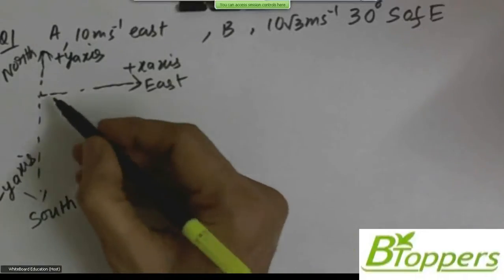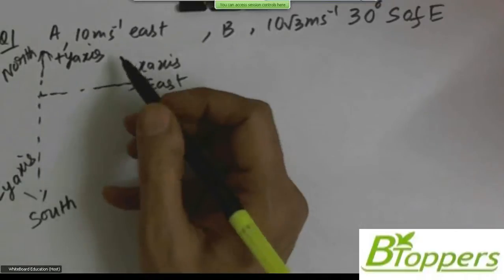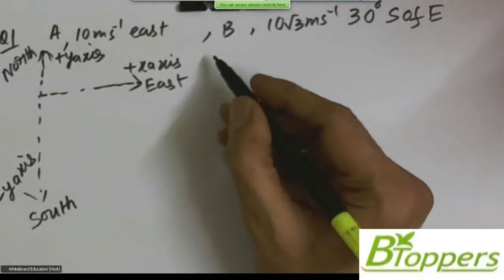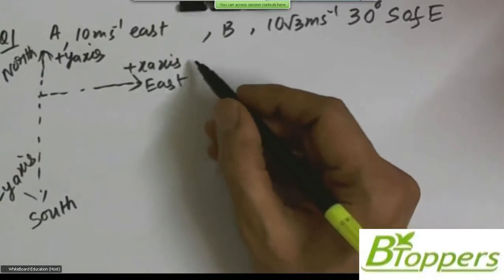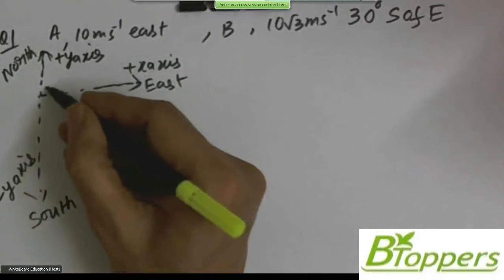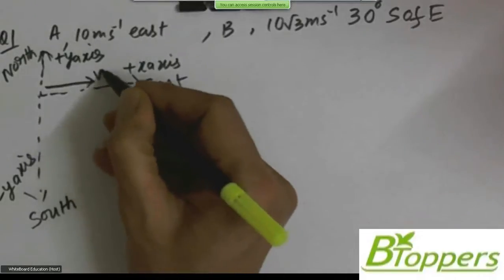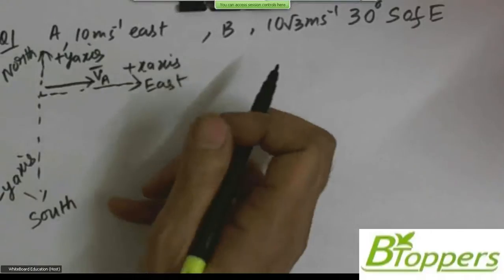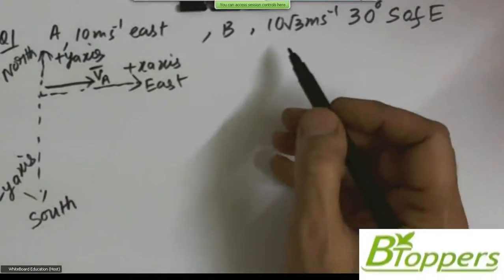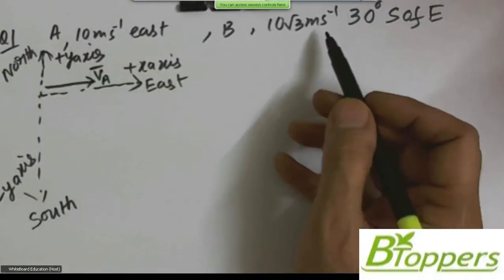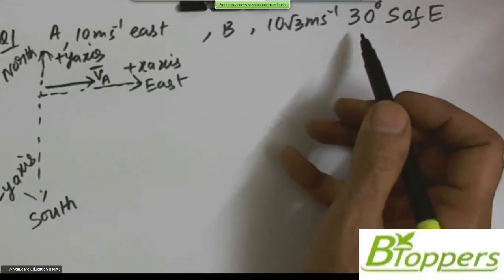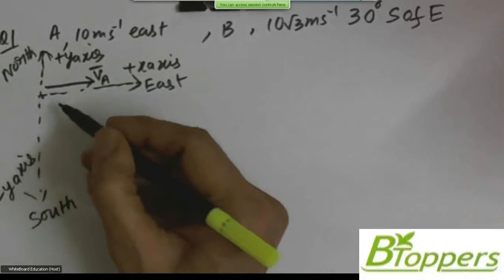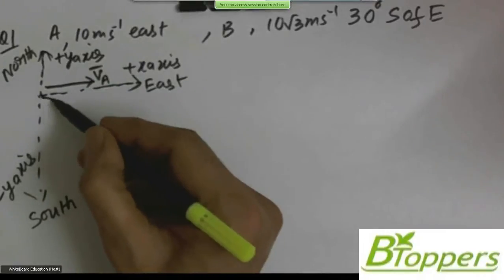So the velocity of A is 10 meters per second towards east. That means the velocity of A is directed along x-axis. Therefore, the component of velocity of A along y-axis will be 0. The velocity of B has a magnitude of 10 root 3 meters per second. It makes 30 degrees with east direction and is inclined towards south.